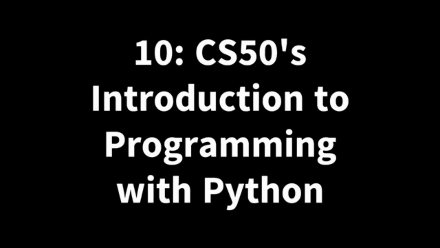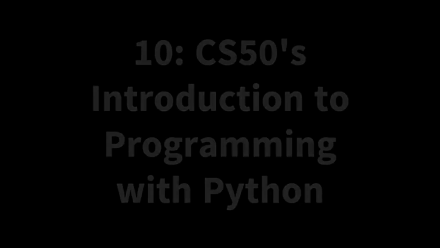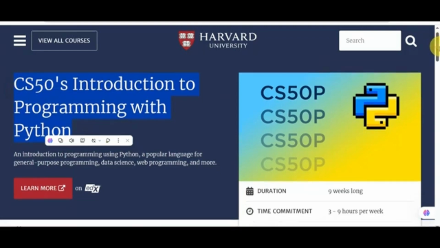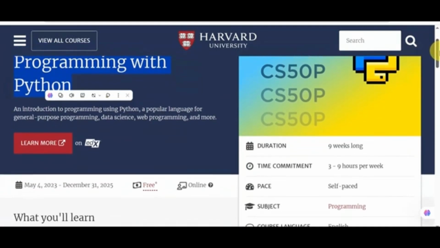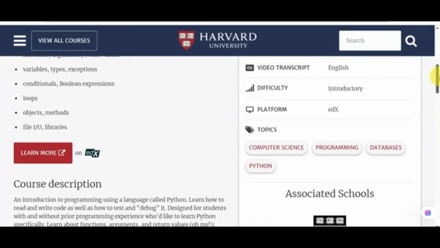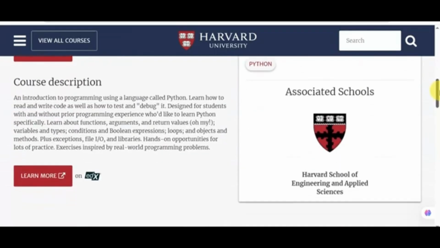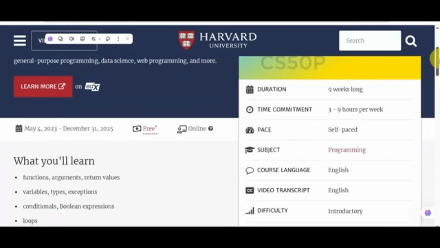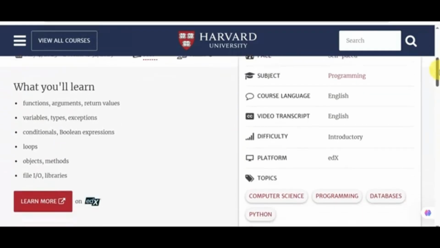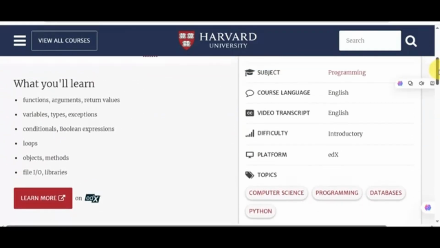10. CS50's Introduction to Programming with Python. An introduction to programming using a language called Python. Learn how to read and write code as well as how to test and debug it. Designed for students with and without prior programming experience who'd like to learn Python specifically. Learn about functions, arguments, and return values. Oh my! Variables and types, conditions and Boolean expressions, loops and objects and methods, plus exceptions, file I/O, and libraries. Hands-on opportunities for lots of practice. Exercises inspired by real-world programming problems.